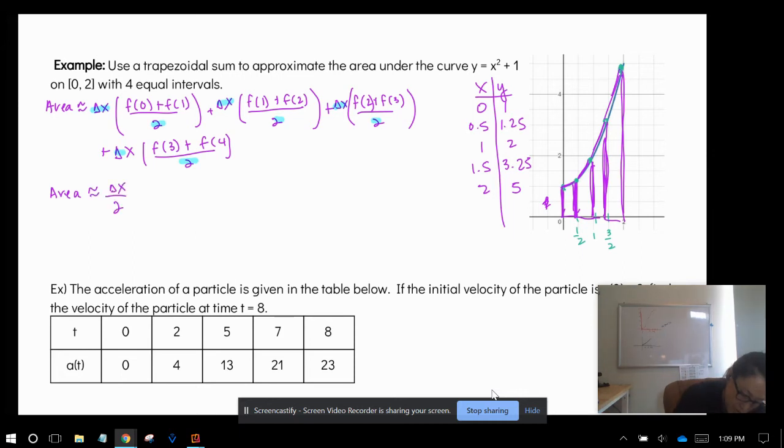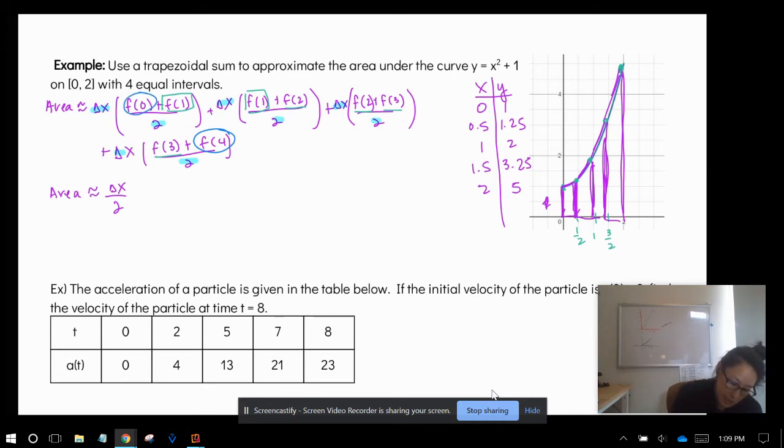Delta x over 2. And then I notice that every single height is being added twice except for the beginning height and the ending height. Check it. I have f of 1 plus f of 1, f of 2 plus f of 2, f of 3 plus f of 3, and I just have these ending heights that didn't get added twice.